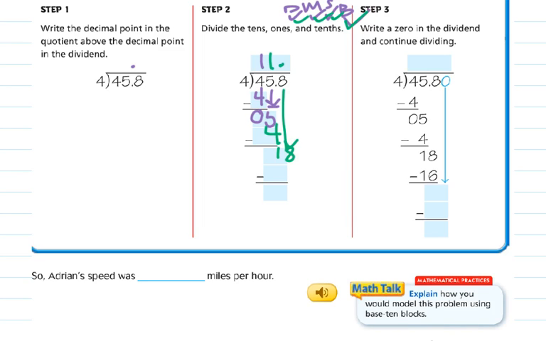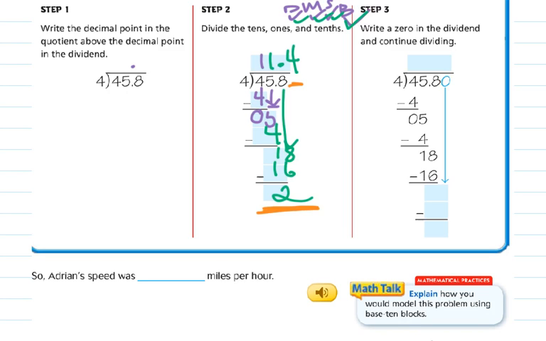Now, boys and girls, we wrote the decimal point in the quotient just because we didn't want to forget it. 18 divided by 4 is 4. 4 times 4 is 16. 18 minus 16 is 2. So what you see in this case, boys and girls, is that we cannot finish this problem because there are not enough digits here. So this is where we can add a 0 in the dividend and continue dividing.